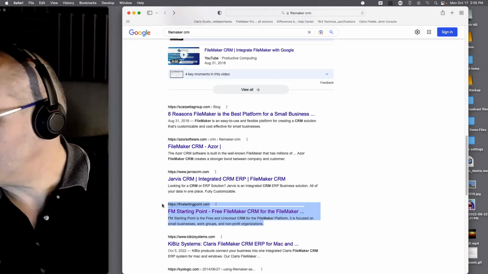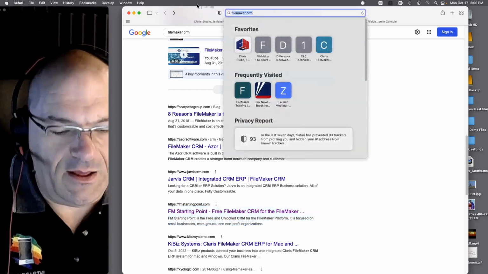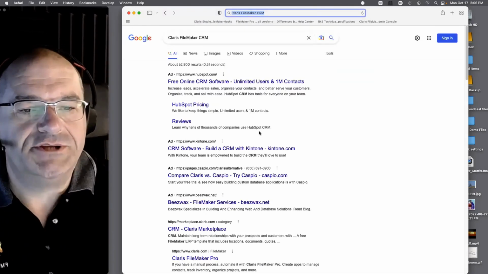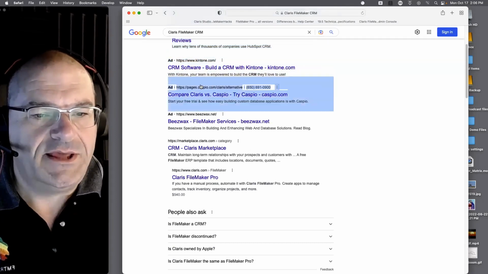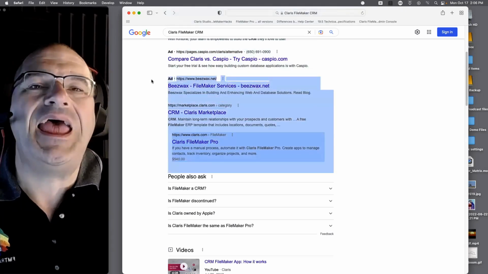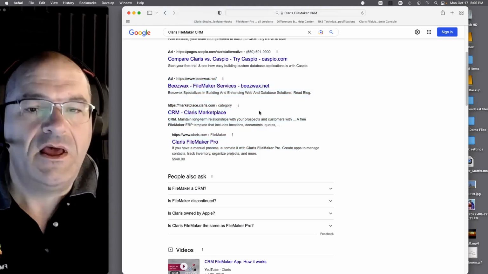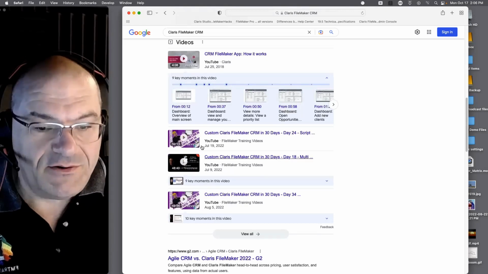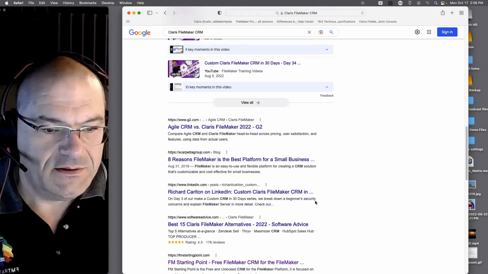Put Claris in front of FileMaker CRM, and you'll see that you're number 9 on page 9. Oh, really? Claris FileMaker CRM. So HubSpot, Panalign, Ketone, I don't know what they do. Caspio competing. There's Beeswax, right? They figured out it was easier to pay for the ad than to actually do the work, because doing it my way is much more work. Oh, wow. Well, only a little bit of Richard in here. Okay. And then Scarpetta, and then Richard.